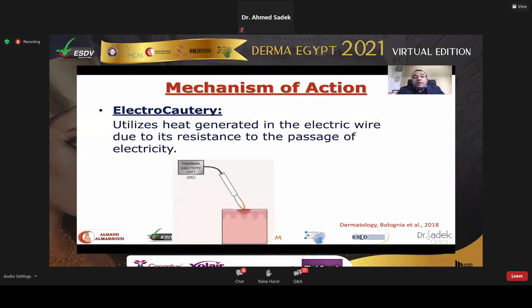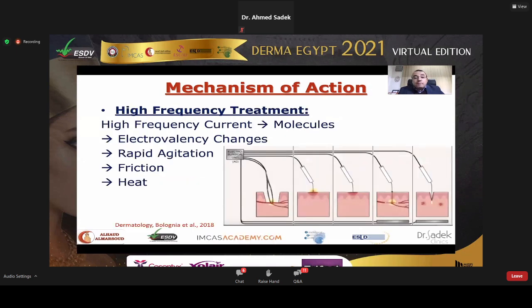In the older days, there was electrocautery, which utilizes the heat generated in the electric wire due to resistance to the passage of electricity. This caused the destruction of the tissue, but this usually ended in scarring of the skin. But with the development of technology, we got high frequency current treatments, where the high frequency current goes into the skin molecules, causing electrovalency changes with rapid agitation, friction, and heat formation within the tissue itself.